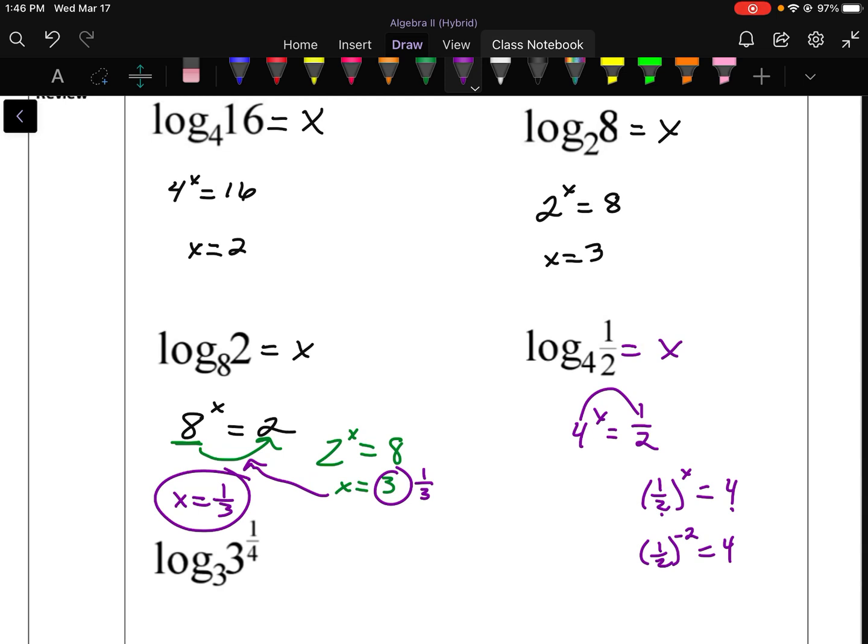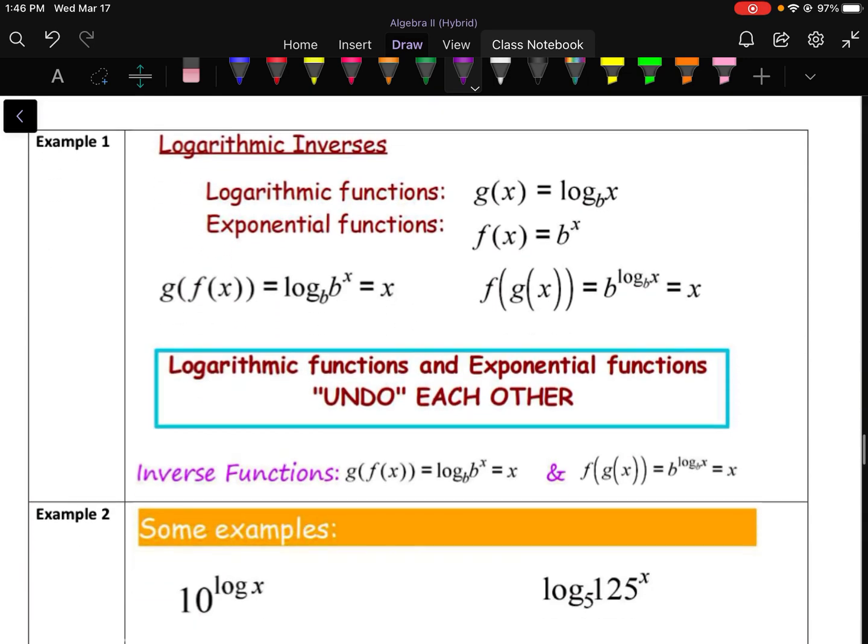So kind of a long way around here. But this right here is the opposite of this, which means that if I want to go from 4 to 1/2, I need to take my exponent and flip it to its reciprocal. So the reciprocal of negative 2 would be negative 1/2. All right, and we'll skip this one here so we can continue to move on.